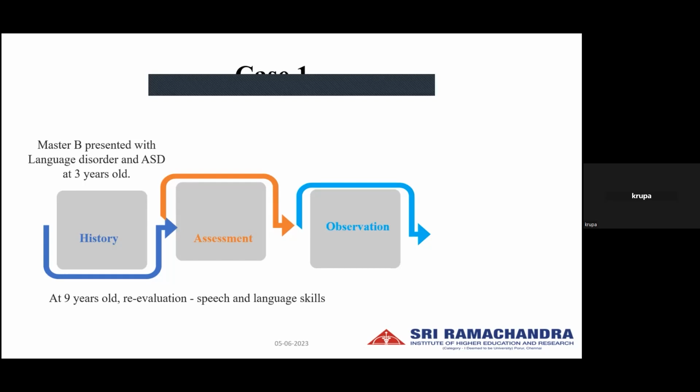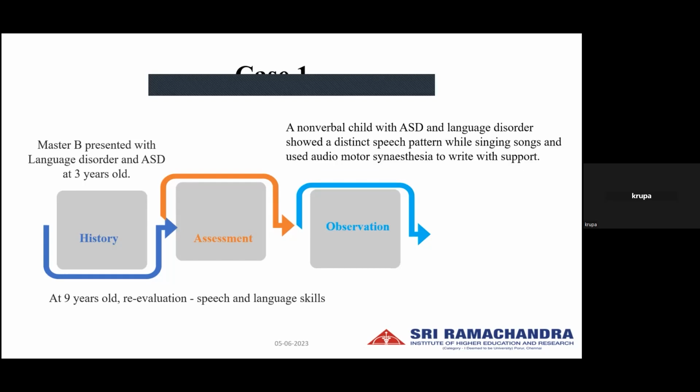By 9 years, when I reevaluated, I identified the child to be a nonverbal child with autism and language disorder. But what caught my attention as a clinician was his ability to sing. He was able to sing with appropriate lyrics, but he was not able to make volitional communication. That made me think he seems to not have a language problem when he sings.